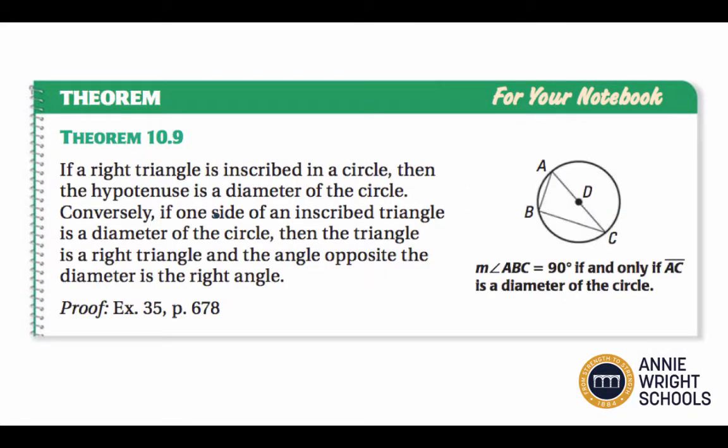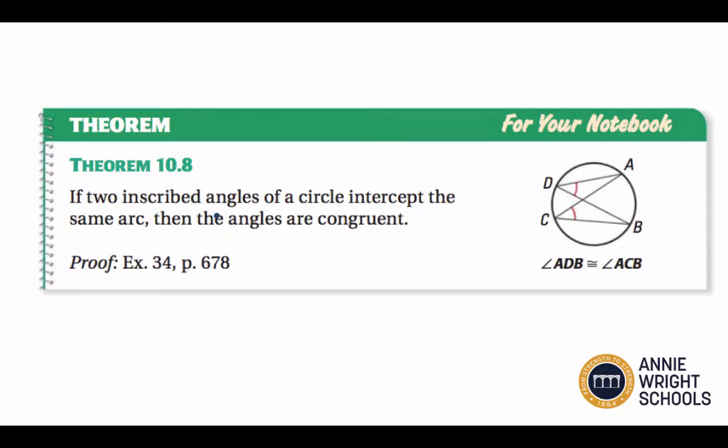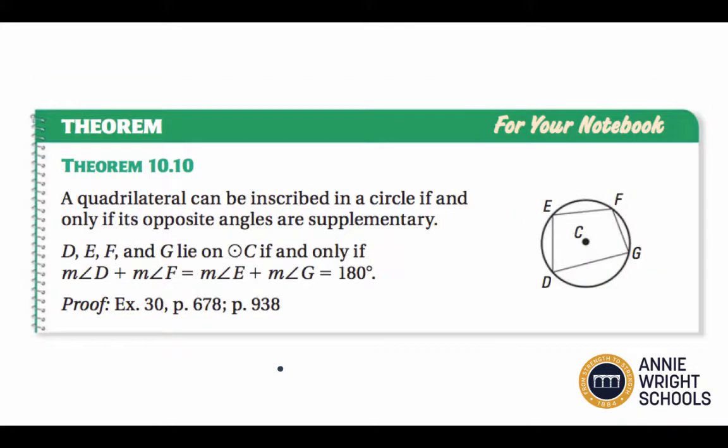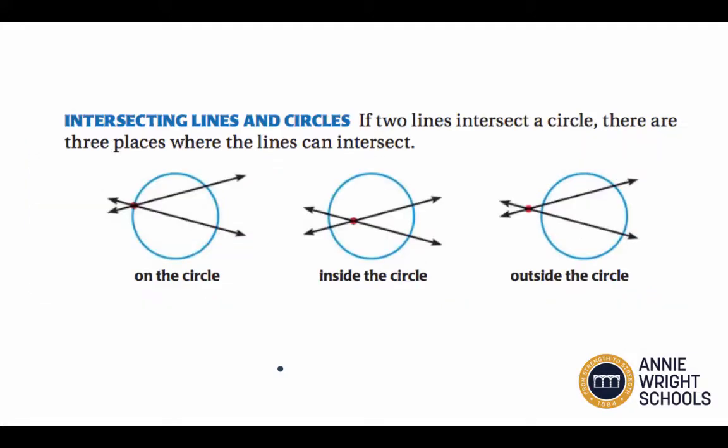Write down your theorems. Write down the theorem that an inscribed angle is half the intercepted arc. Write down that inscribed angles that intercept the same arc are congruent. Write down the theorem about right triangles and semicircles. Write down the theorem about opposite angles of an inscribed quadrilateral being supplementary. Write down the theorem about a tangent line and a secant line intersecting at the point of tangency and what that means for the angles.